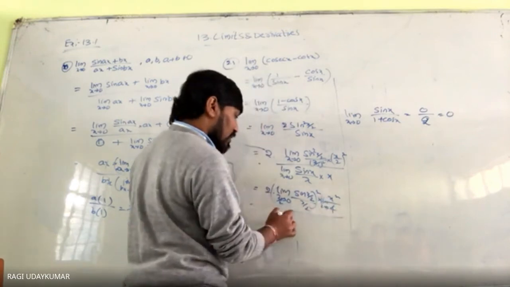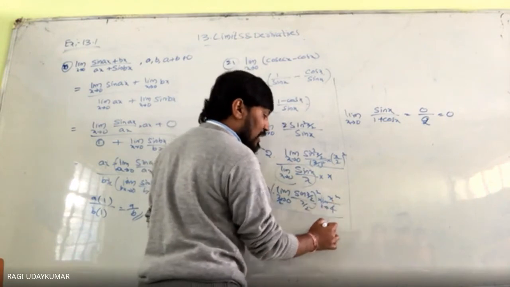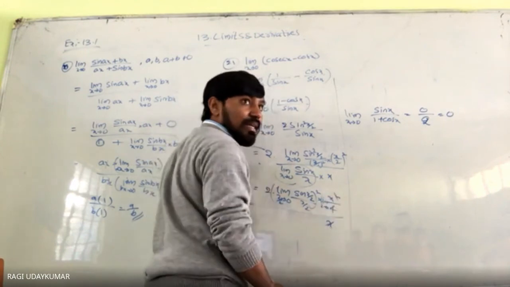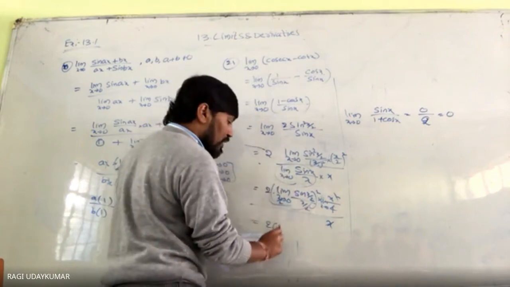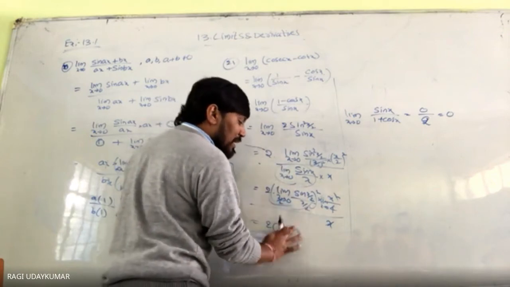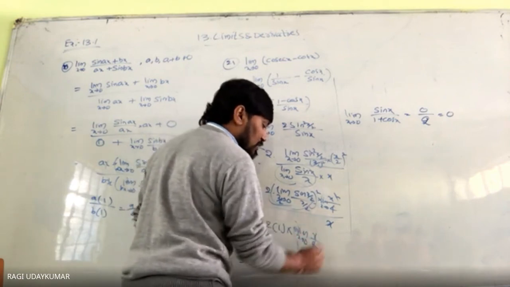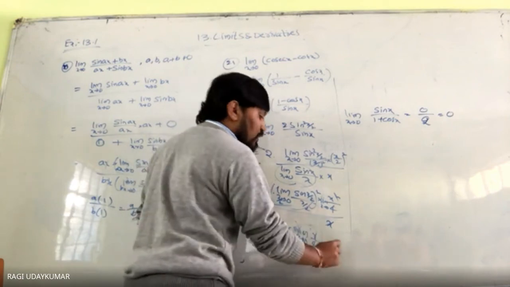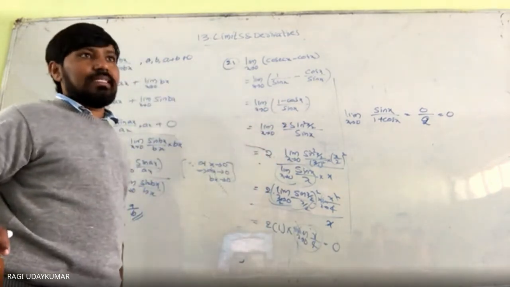By this it will become 1, and the denominator is 1, so this x and x square will get cancelled. Now this is equal to 1. So 2 into 1 into limit x tends to 0 of x by 4. So this is 0. So this is equal to 0.